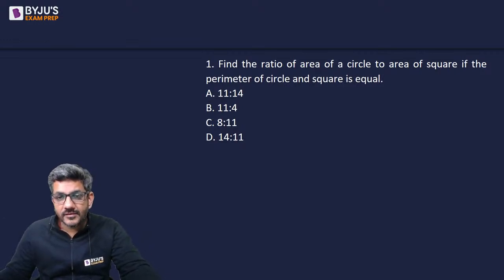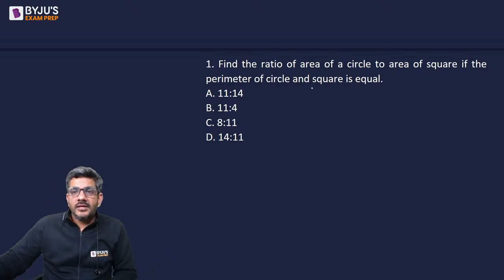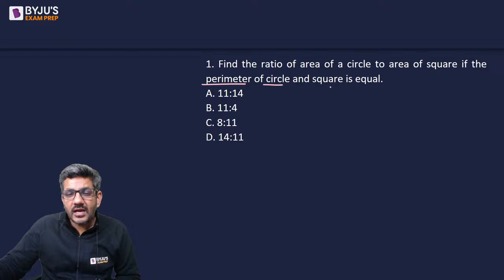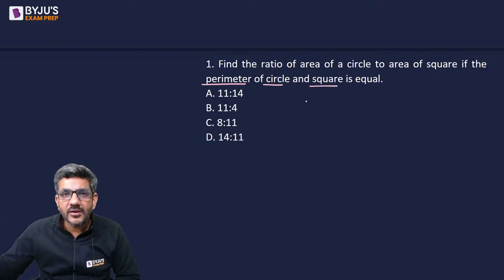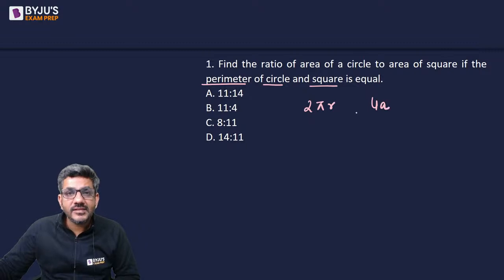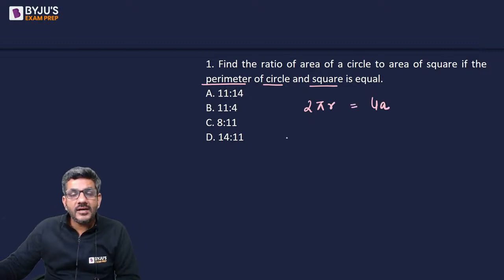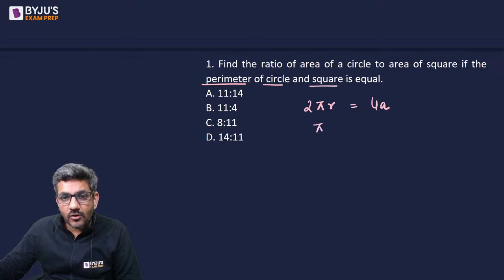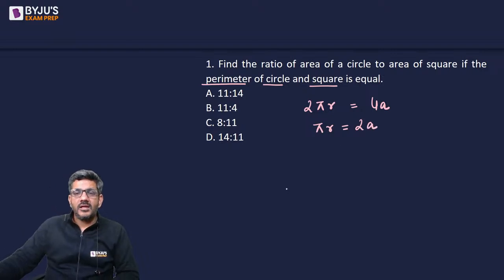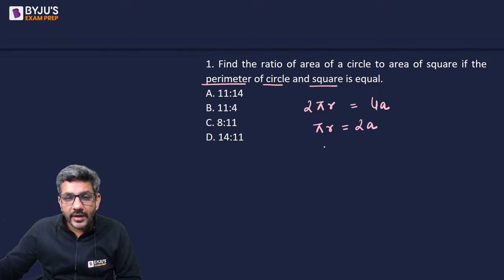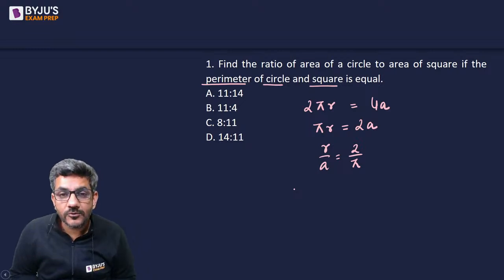So let's start solving the first question here. He says that the perimeter of the circle and the square are equal. What is the perimeter of a circle? It is 2 pi r, where r is the radius of the circle. What is the perimeter of the square? It is 4 times the side, where a is the side, and they are equal. So I can say 2 pi r is equal to 4a. Let's cancel out by 2 and I get pi r is equal to 2a, or I can also say that r divided by a is equal to 2 divided by pi.